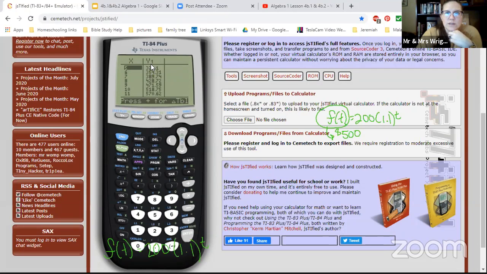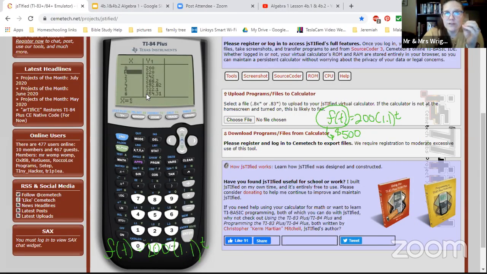Now we're looking for when the y value goes over 500. So it started at 200, and let's go down. There's 354, 389, 428, 471, $518. So in the 10th year, it will go past the $500 mark, because in year 0, his initial investment, he put in $200.